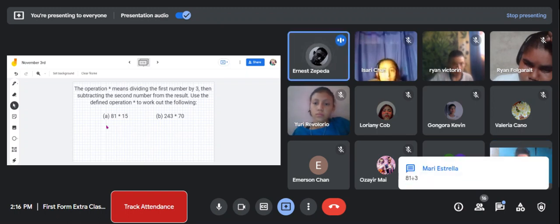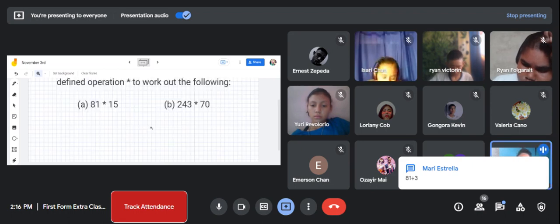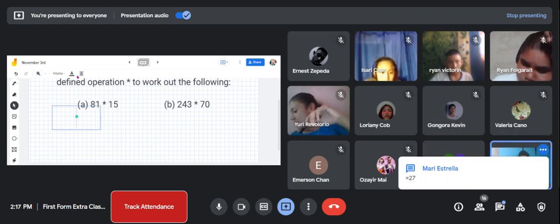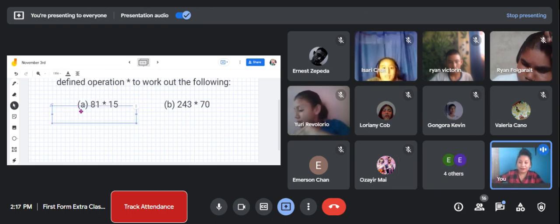Miss, can I do the 1 and 2 for the 3? Sure, Ernest. When we get to that one, I'll have you explain it, okay? Let's do the first one together, and then Ernest is going to be working on the second one.